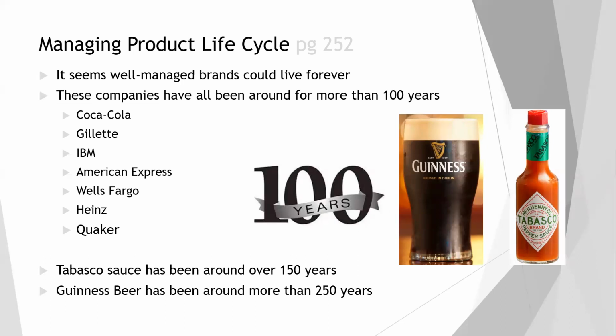Well-managed brands, it seems, could live forever to infinity. These are all companies that I'm going to list here that have been around for more than 100 years, which again is a very long time of how long capitalism has been around in our society. So Coca-Cola, known for their cola, Gillette, which is known for making razors, IBM, International Business Machines, a tech company, American Express, Wells Fargo, Heinz, known for ketchup, Quaker, we all know Quaker oatmeal, and Tabasco sauce, for those of you who really like a little kick and everything.